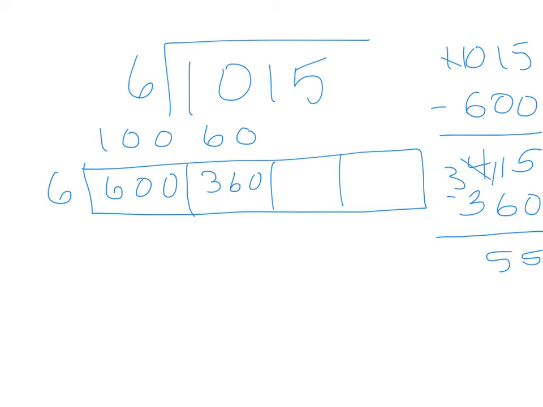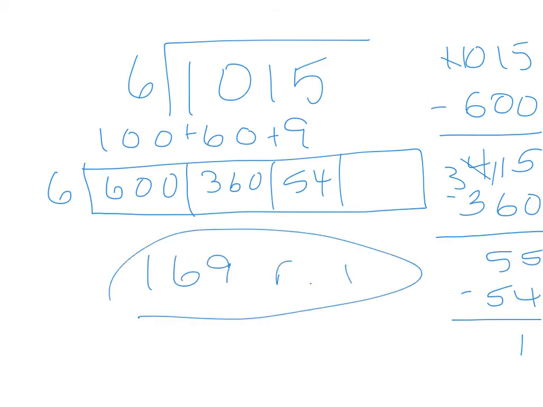Since I know my basic facts, I know that 6 times 9 is 54. And when I come to subtract, I have 1 left. Since this 1 is less than my divisor 6, I can't divide anymore, so I'm finished. Again, my quotient comes from 100 plus 60 plus 9 with the remainder of 1.